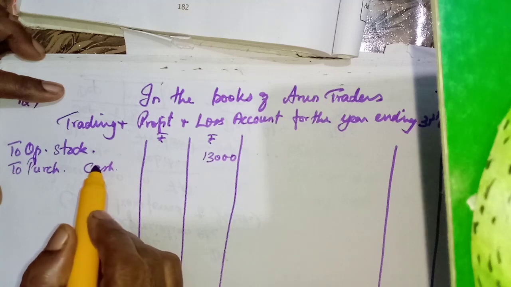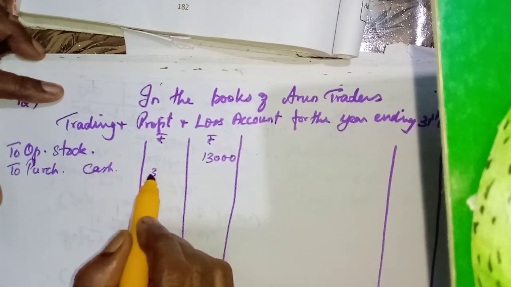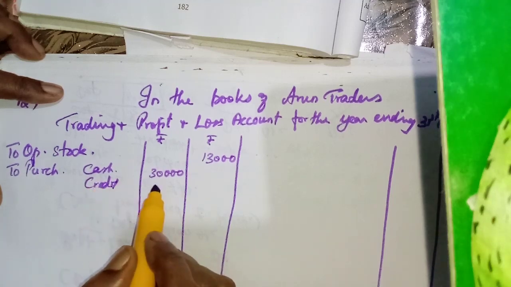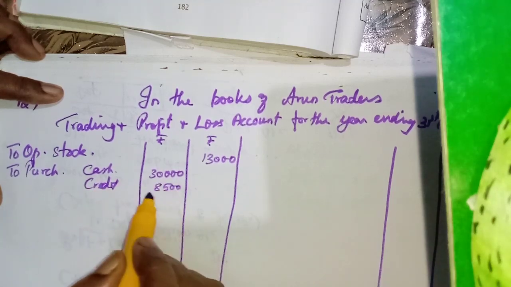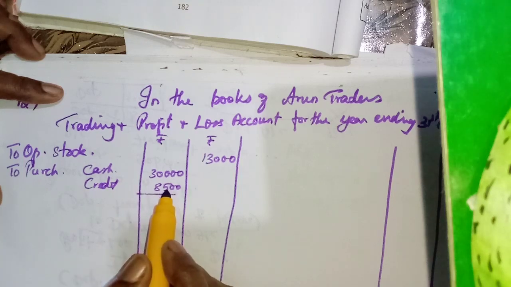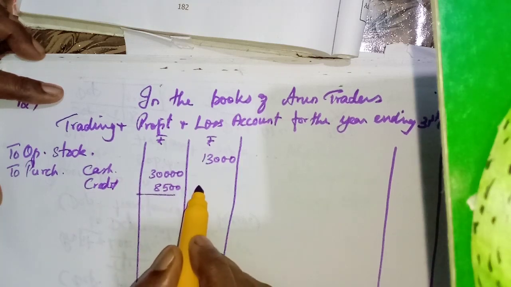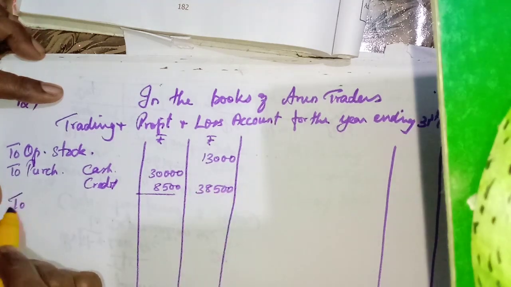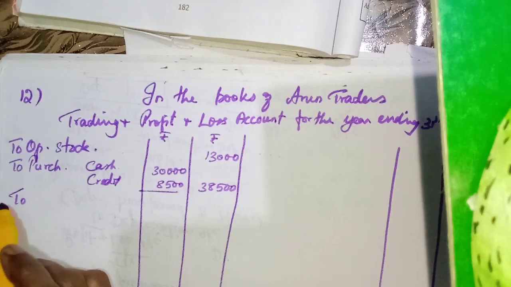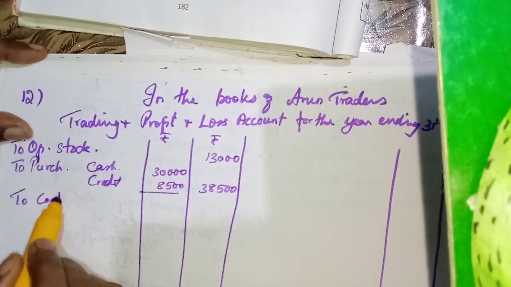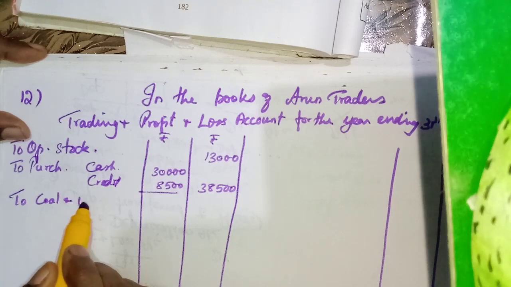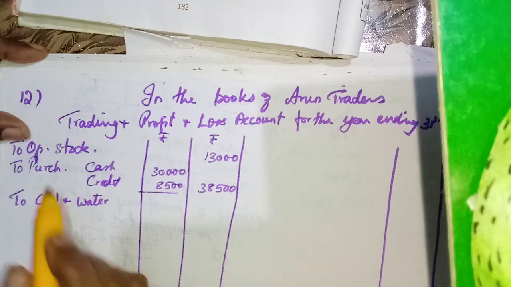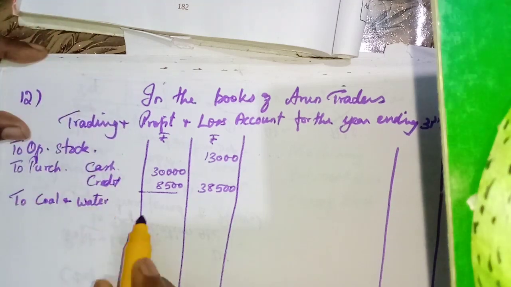Cash, 30,000. Credit, 8,500. Any purchase returns? Nothing, isn't it? So add and write 38,500. Then to direct expenses. Coal and water is used in the factory, so we have to take it as a direct expense. Coal and water 1,625.